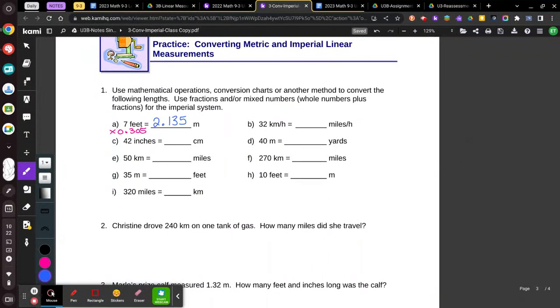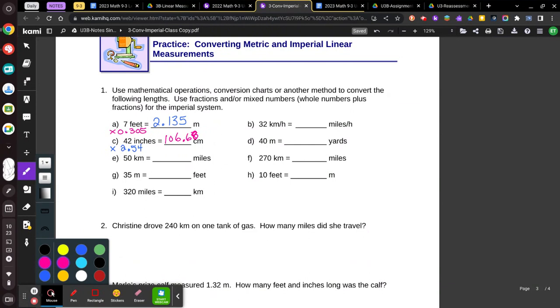So if we take a look, the next one, inch to centimeter. So if I look inch to centimeter, that means timesing by 2.54. And that's going to give me 106.68. Okay, so make sure you write all the decimals. Write this down. Don't be lazy, folks. 106.68, write it down.